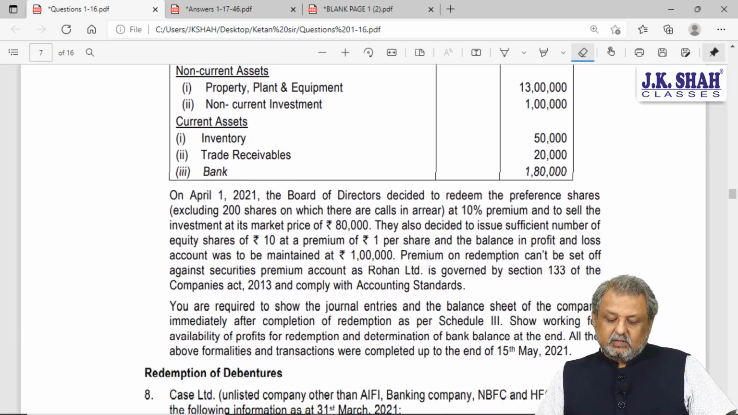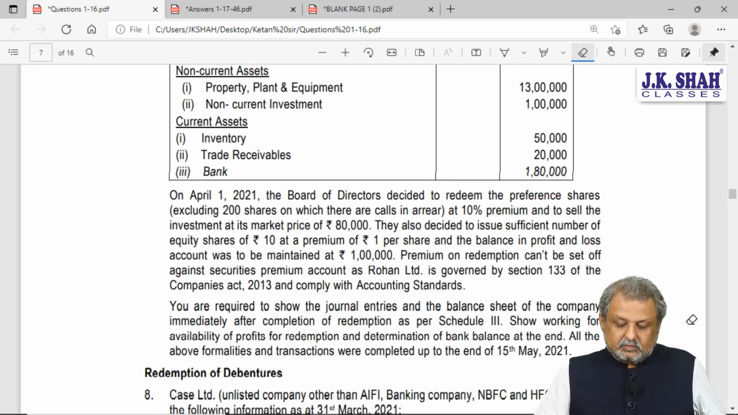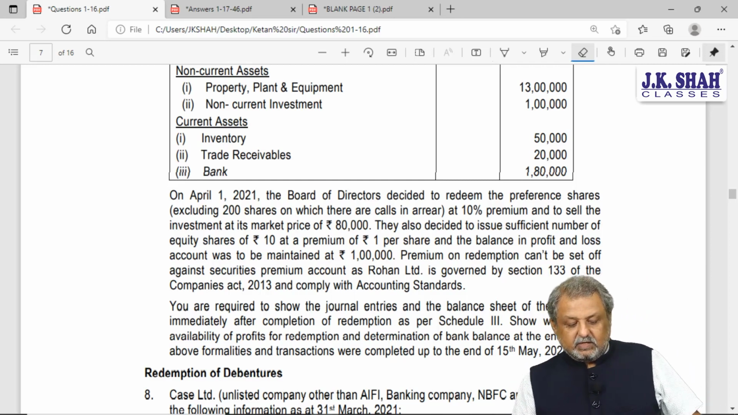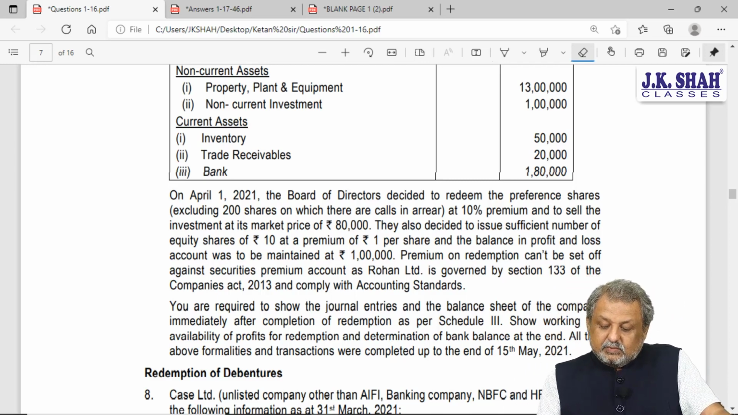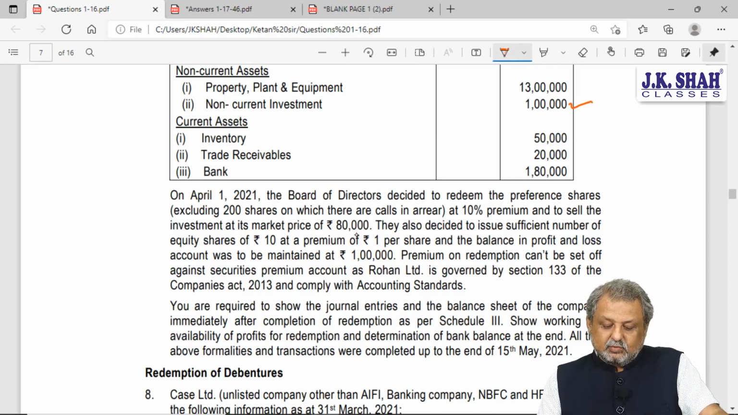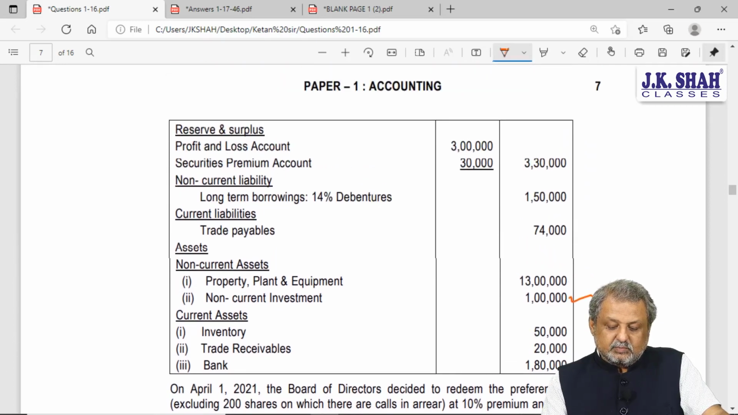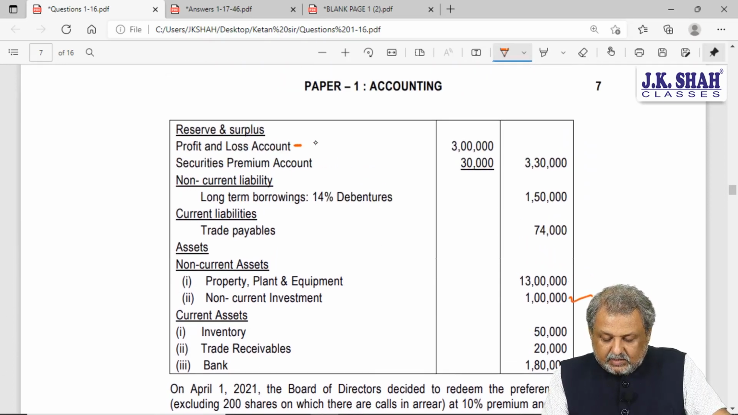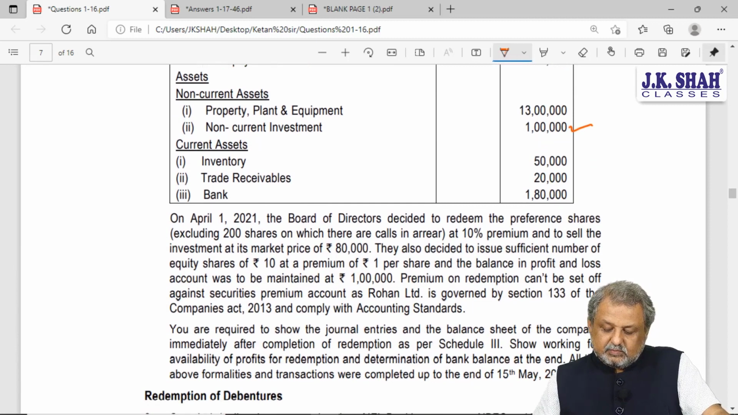On 1st April, Board of Directors decided to redeem the preference shares excluding 200 shares on which there is calls in arrears at 10% premium and to sell the investment at its market price of 80,000. So investment given here in this balance sheet is 1 lakh. It is sold at 80,000. So 20,000 will be loss on sale of investment. So that 20,000 will be deducted from this profit and loss. That is loss on sale of investment.